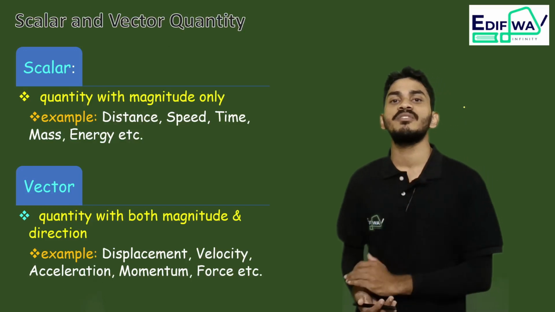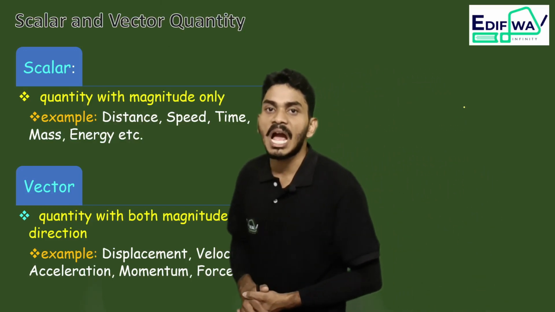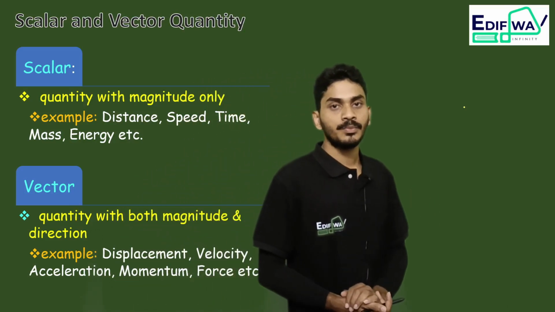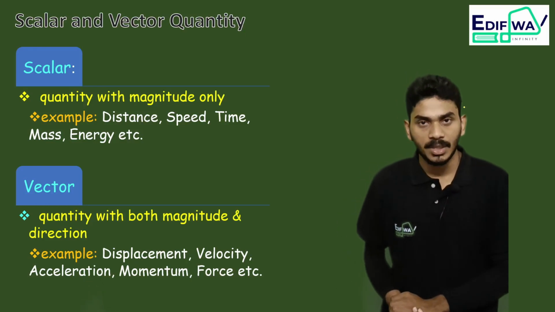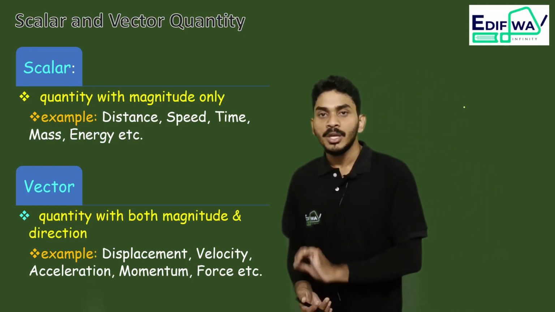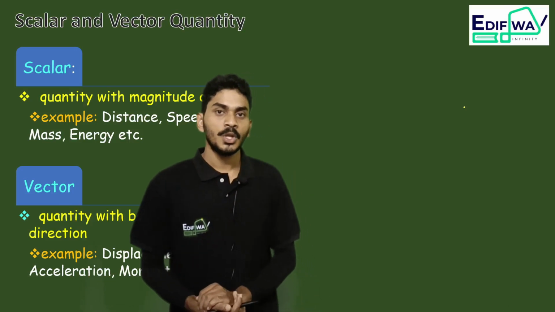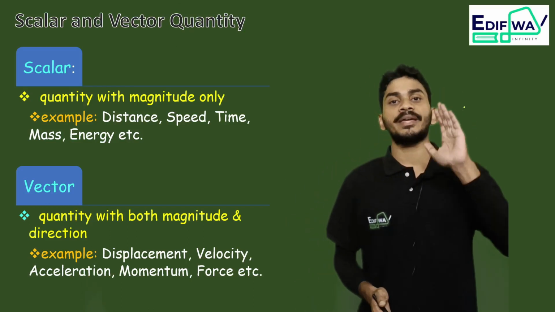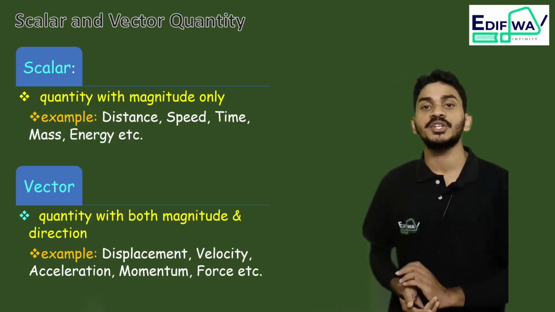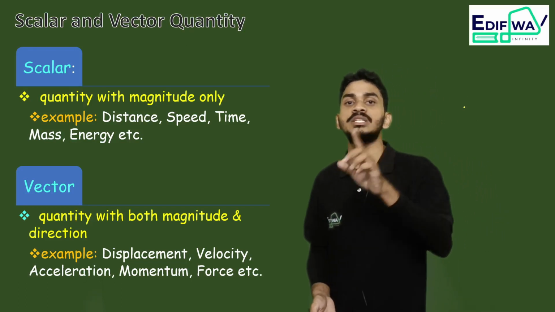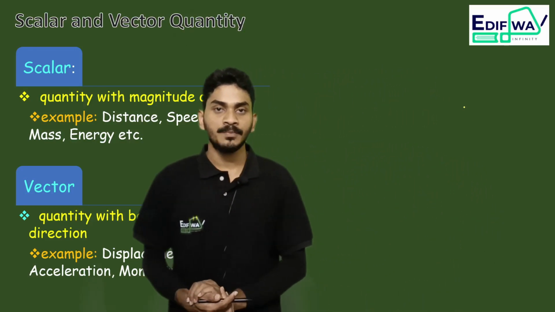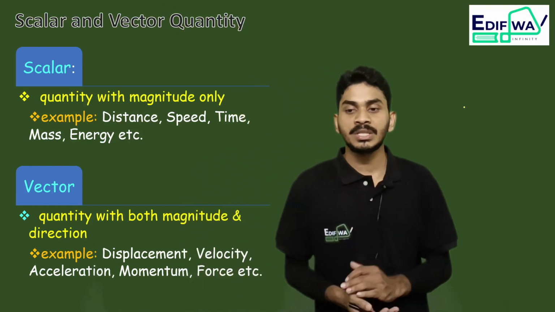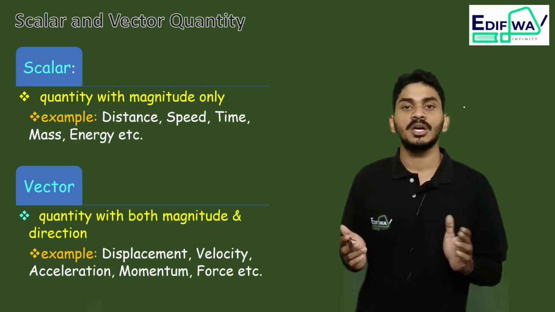Then what is meant by a vector quantity? A vector quantity has both magnitude as well as direction. Velocity is an example. When you are telling velocity, you have to clearly specify the direction. You say a car is moving at 5 km per hour in the north direction. Then you are specifying the direction as north. That means velocity is a vector quantity. Some other examples are acceleration, momentum and force, which are all vector quantities.